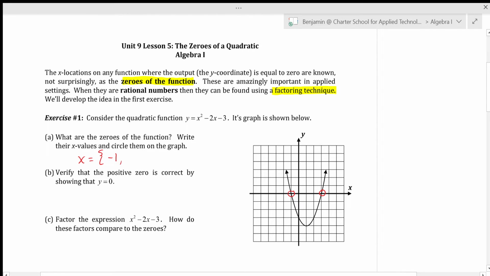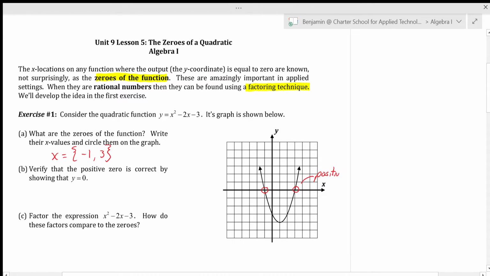So you went left 1, and then you went right 3, so you have a positive 3. Those are my two x values. They didn't tell you to write them as points, just as x values. Verify that the positive zero is correct by showing that y equals 0. So we're just going to focus on the positive answer.